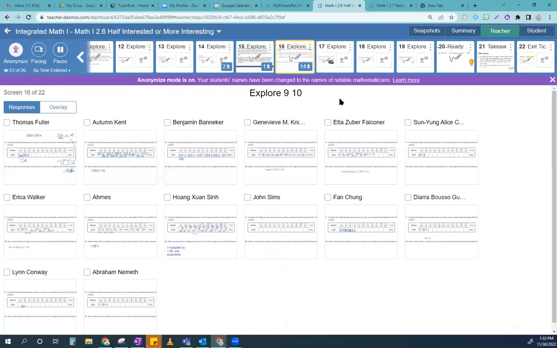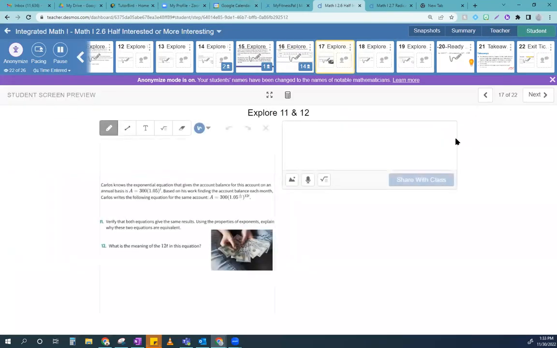Okay, let's move on a little bit. The next question says Carlos knows the exponential equation that gives this, and this is what we figured out. The account balance for an annual basis is this. Based on work he found for each month, Carlos writes it like this. Do you guys all see this? Now, some of you are like, Ms. Johnson, we didn't do it like that, and we still got the right answer. Yeah, but if you see the 1/12th right here, and the 12, when you multiply these two, right?